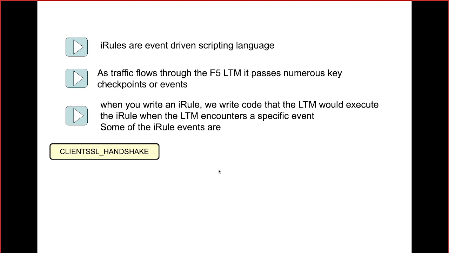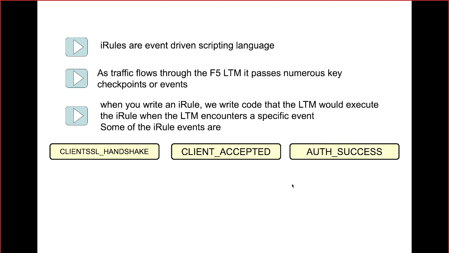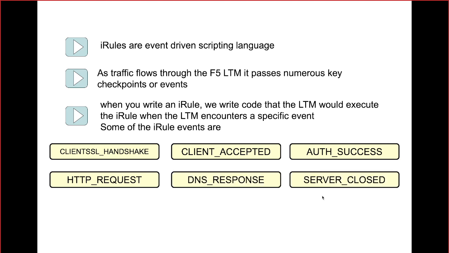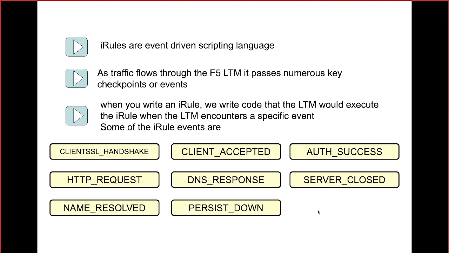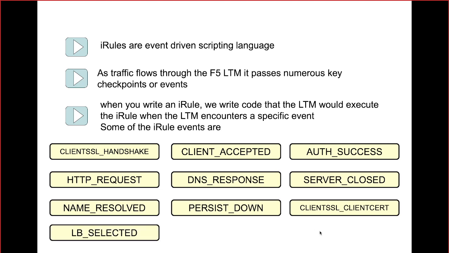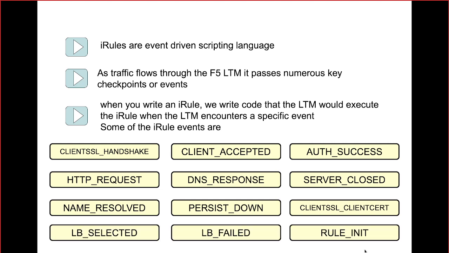That's where the iRule comes into the picture. See, client SSL handshake, client accepted. This is what we are seeing. Authentication success, HTTP. These are all the events. Server closed, name resolved, persist down, client lists. These are all different. What is this? LB failed. If the load balancer failed, can you see them? I have shown you the different set of event messages already using a URL. Now this is part of my presentation. Do you understand what I'm saying here?